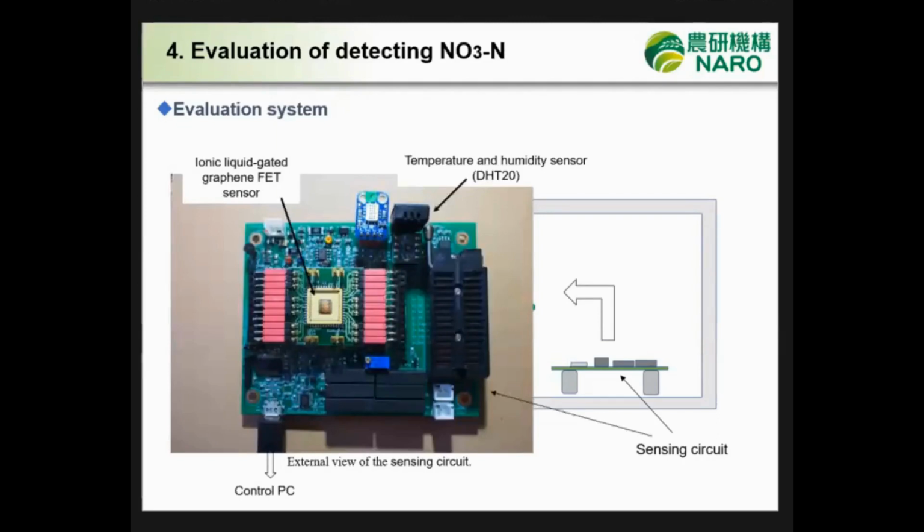This shows the external view of the sensing circuit. The ionic liquid gated FET sensor is installed in the sensing circuit. And our sensing circuit has a temperature and humidity sensor.